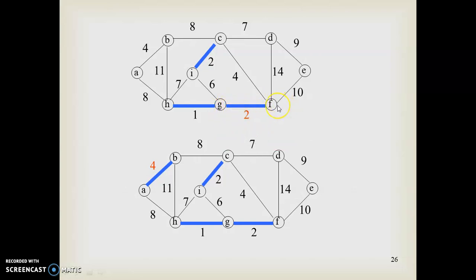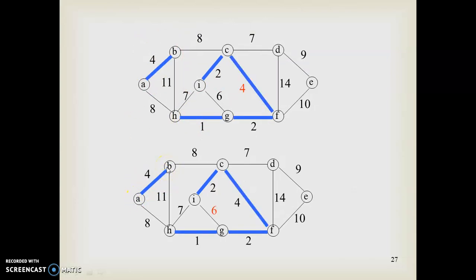So you include it. Now you are left with the other edges. Check which has the minimum: CF with 4 and AB with 4. You can include either. We included AB. Next, again CF, because it is not completing a cycle. Now you find the next minimum edge. Next is 6, but if I include IG, that is 6, then that would complete a cycle. So I will not include 6.